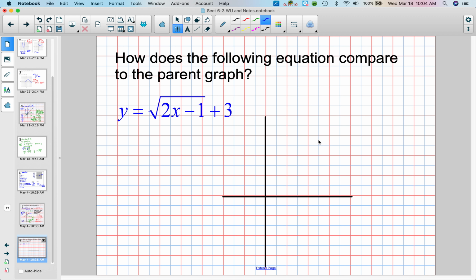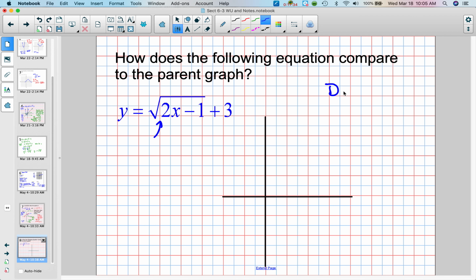So what does this graph do, and what's different about it? Notice that my 2 is not on the outside, it's on the inside. So what impact does this have? This doesn't really fit into the ones that we've been looking at, but I want to explore that, because you might think the locator point is 1, 3, but it's not. So here's what we have to think about.